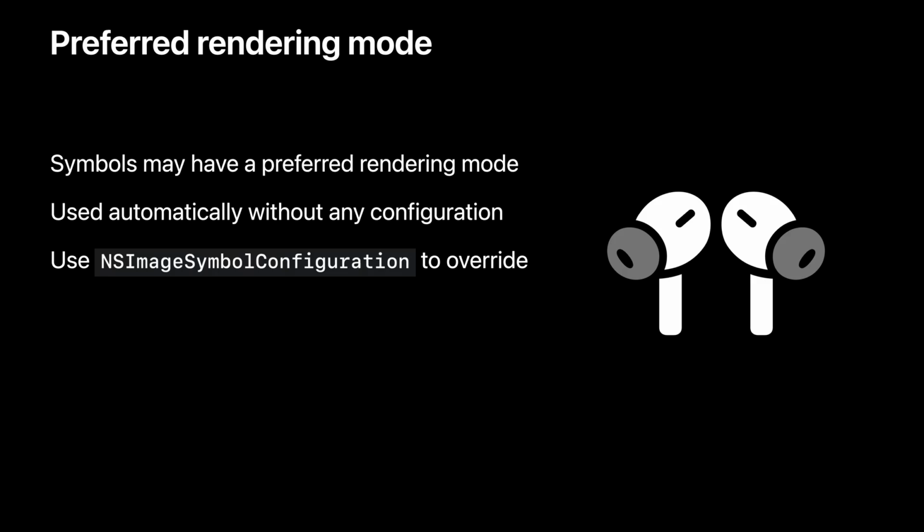That's why we've introduced a new feature to symbols in macOS Ventura, Preferred Rendering Mode. With Preferred Rendering Mode, symbols can specify the style of rendering that they prefer, and at runtime, AppKit will use that style automatically. This is great for symbols like AirPods Pro, which prefers a hierarchical style to increase the clarity of those fine details. Of course, if you have a different design in mind, you can always use an NSImage symbol configuration object to choose your preferred style.